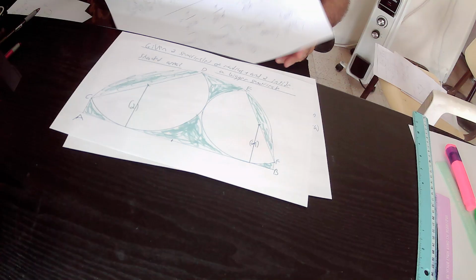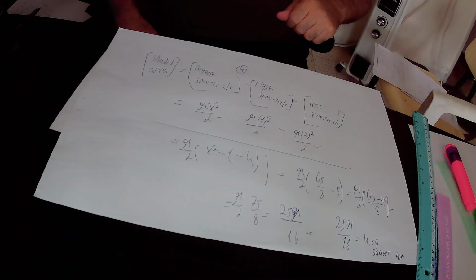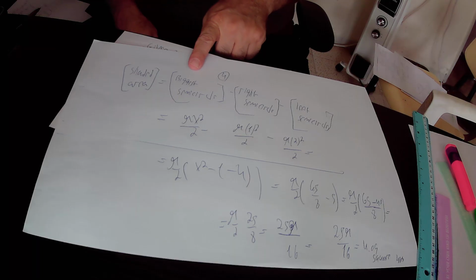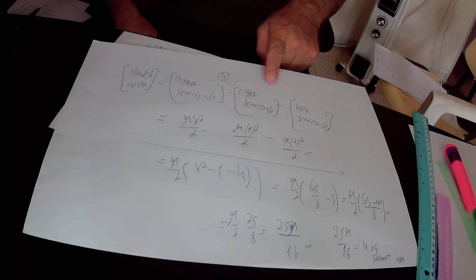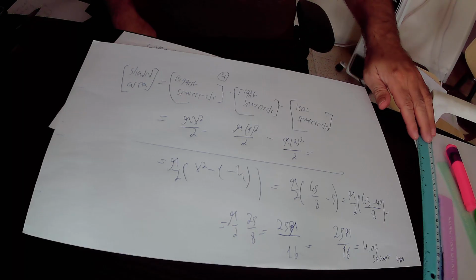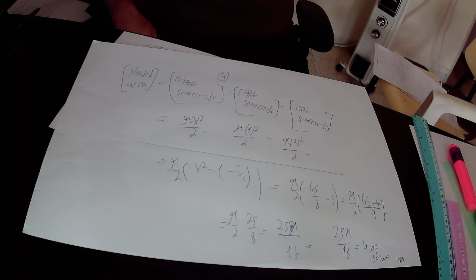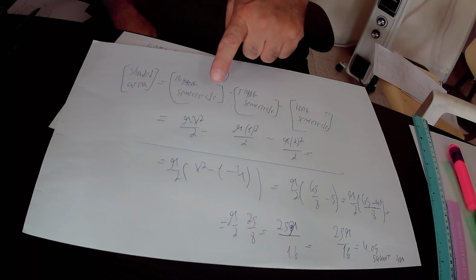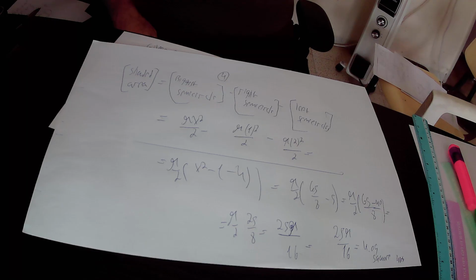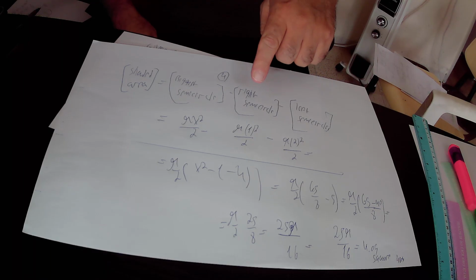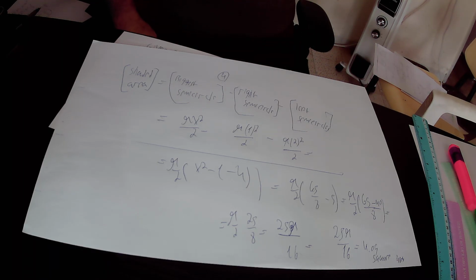So the size of the shaded region in total must be equal to the area of the biggest semicircle minus the area of the right semicircle minus the area of the left semicircle. The radius of the biggest semicircle is x, therefore the area must be equal to pi x squared over 2, minus the area of the right semicircle. The radius of the right semicircle is 1, therefore the area must be equal to pi times 1 squared over 2. Also the radius of the left semicircle is 2, therefore its area must be equal to pi times 2 squared over 2.